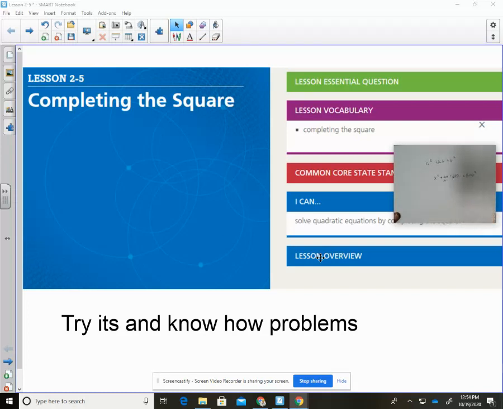Don't know if you remember seeing that. So hopefully you do, and if not, hopefully by doing some of these try it problems, you'll be able to do that. And don't be too worried about it. We will discuss it again on Monday when I get back. But we're going to take a look at lesson 2.5, completing the square. There's not a whole lot in here, so it shouldn't take too long. I'm just going to do the try it problems as we go.